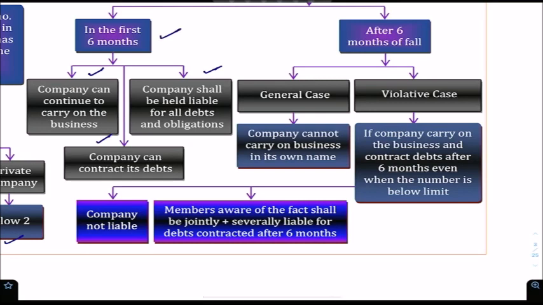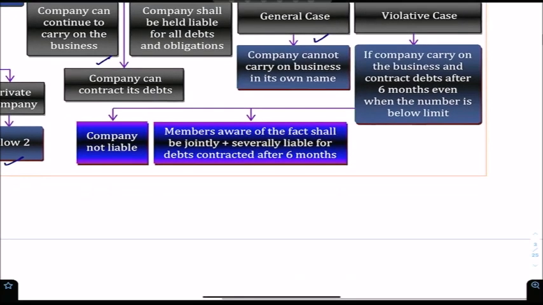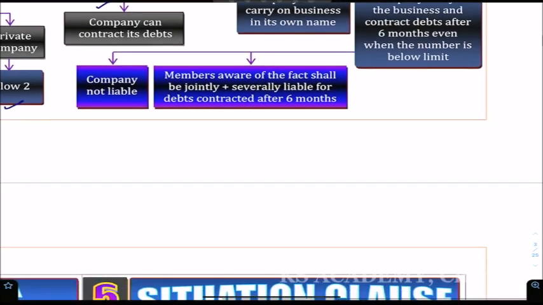For the period after 6 months of the fall, what will happen? General case, a company cannot carry on business in its own name. Violative case, if the company carries on the business and contracts debts even after 6 months, even when the number is below the limit, then 2 consequences. Number 1, company not liable. Member aware of the fact shall be jointly and severally liable for the debts contracted after 6 months.